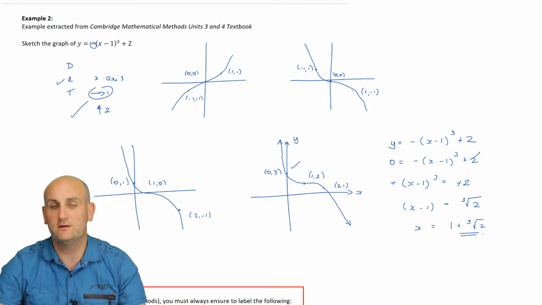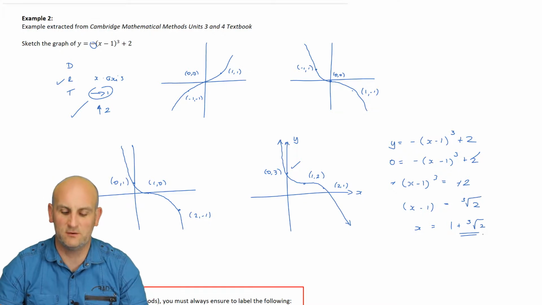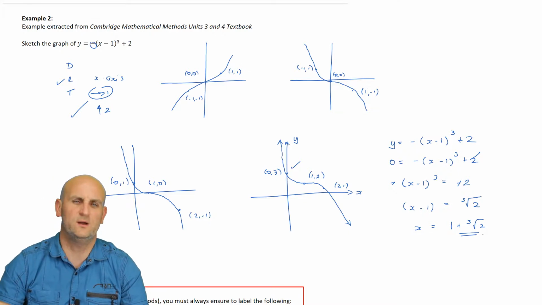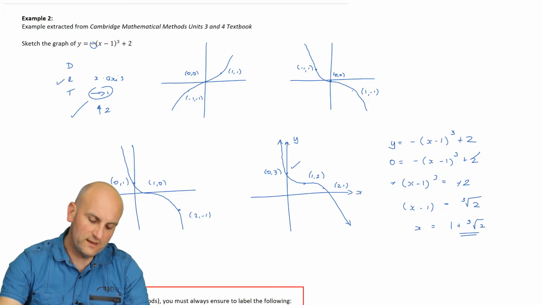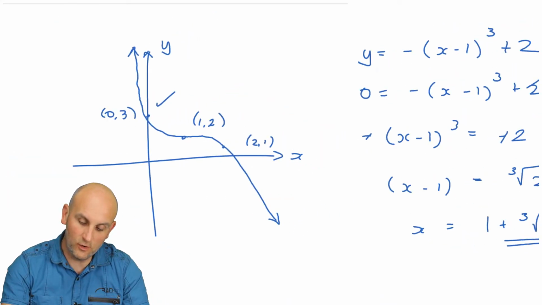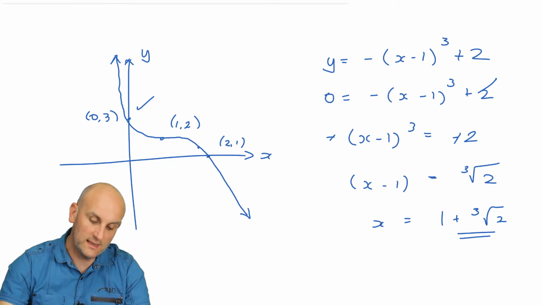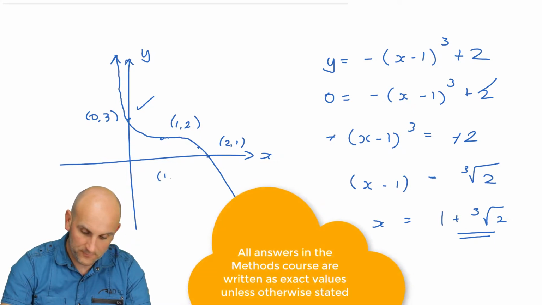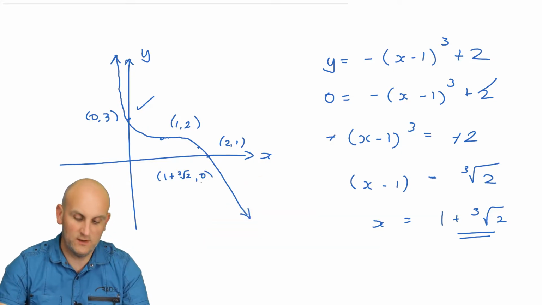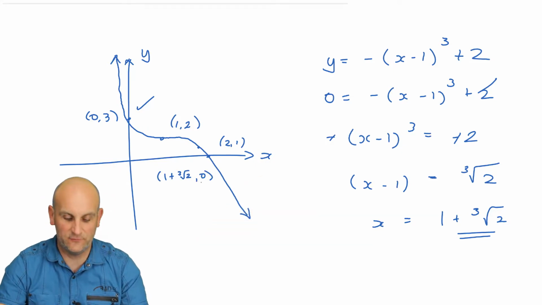And there we go. And you're going to say, how do I put that on my graph? Do I have to work that out? Do I do it as a decimal? Well, over here for the methods course, no, it is not written as a decimal unless the question tells you otherwise. So what you would be doing there is you would literally write 1 plus the cube root of 2, comma, 0. And you would leave it in exactly that format.